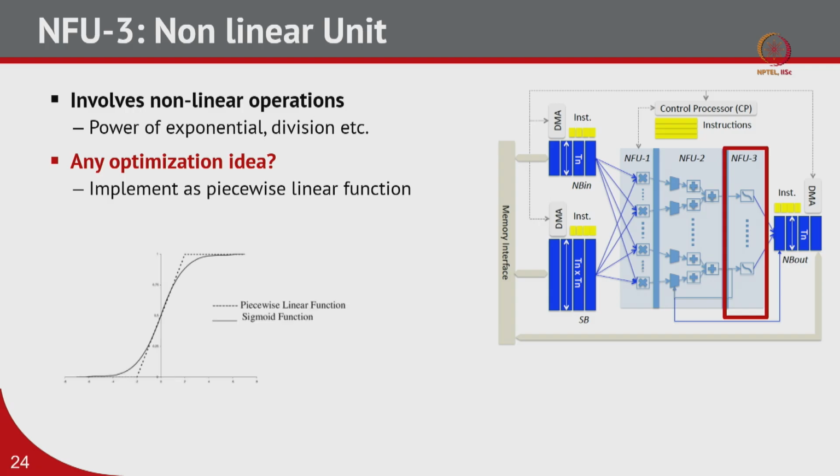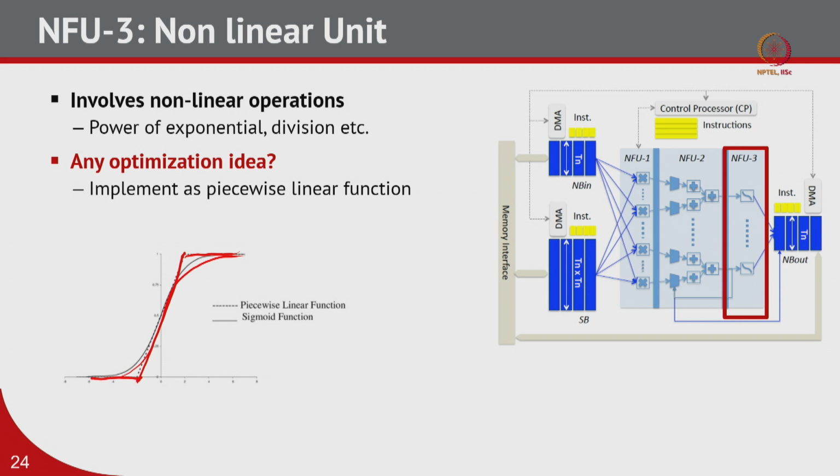So, let us say this is the sigmoid function, which is a popular nonlinear function used in many DNNs. The curved one is the sigmoid function. Now, it can be approximated with a piecewise linear function. The piecewise linear function says that from this point to this point it is 0, from minus 2 to plus 2 it is approximated as this line, and then after that it takes the value of 1. So, that is the piecewise linear function.